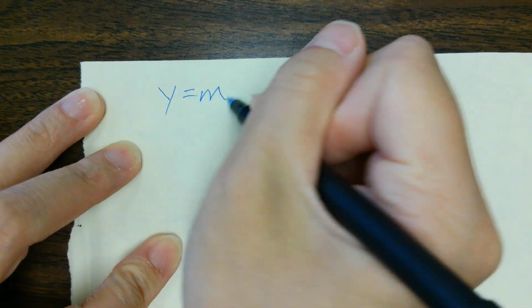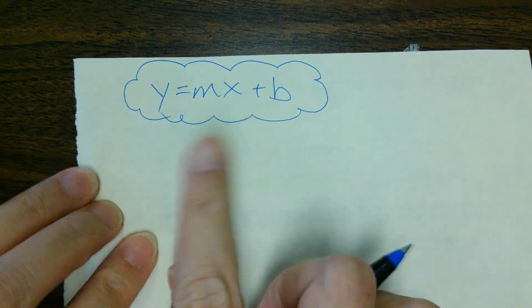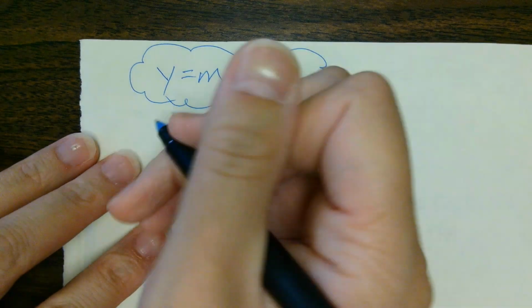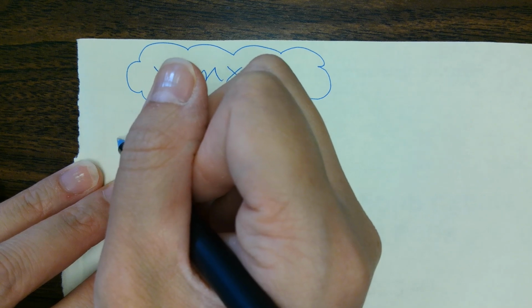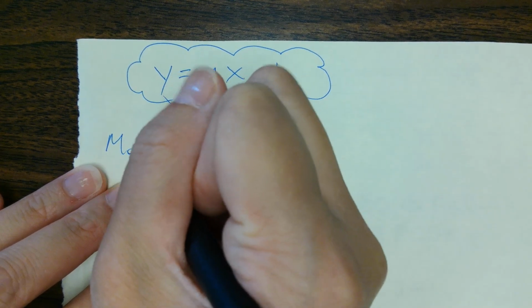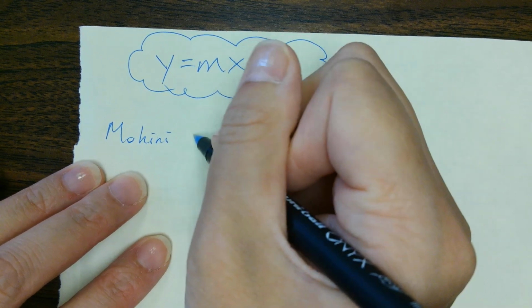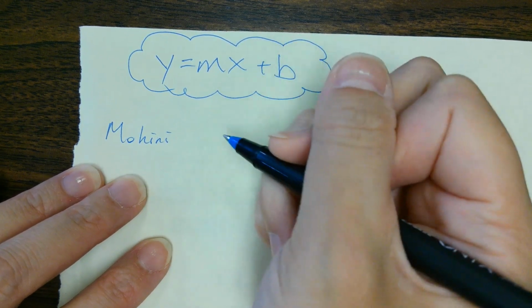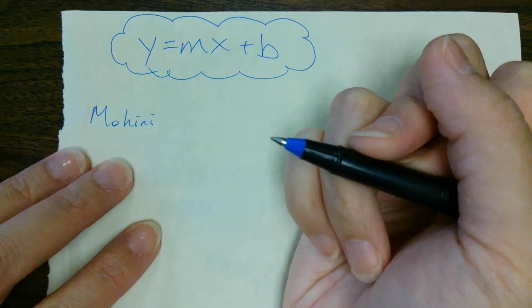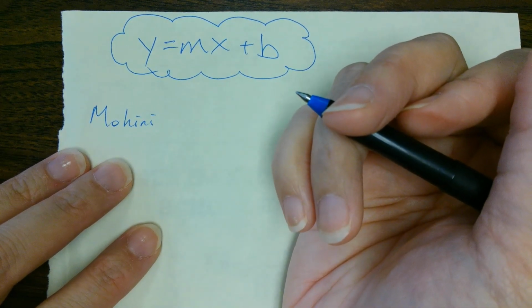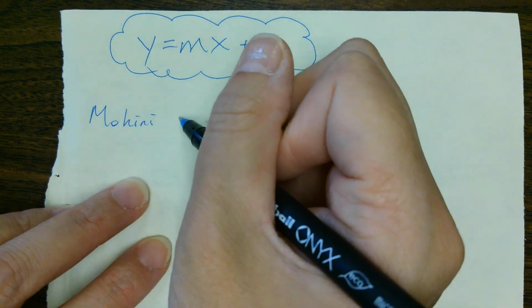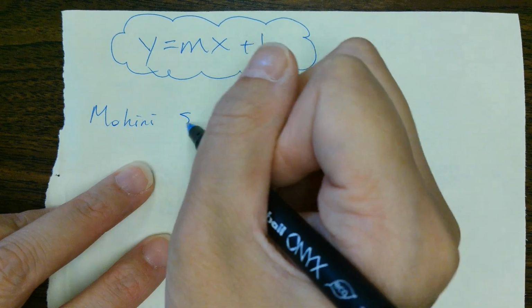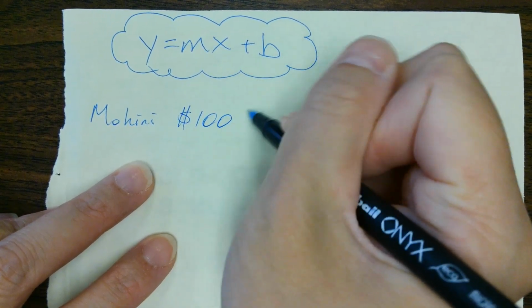Remember how we always have these equations in y equals mx plus b form? I gave you guys a short little intro to that, and then some word problems. For example, let's say Mohini has a business. What business do you want? Car dealer. Okay. So let's say her hourly rate is $100 per hour.